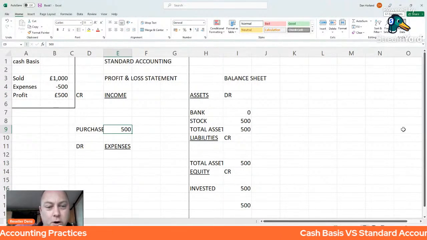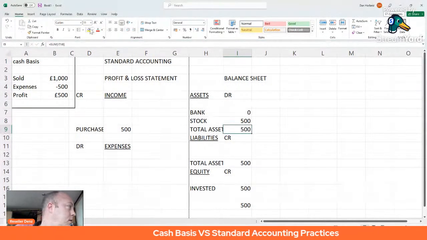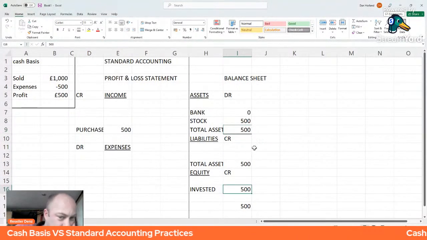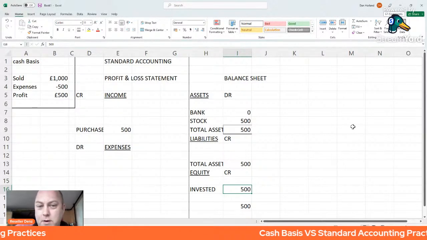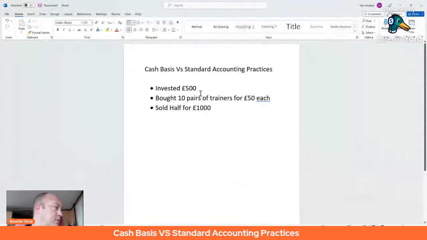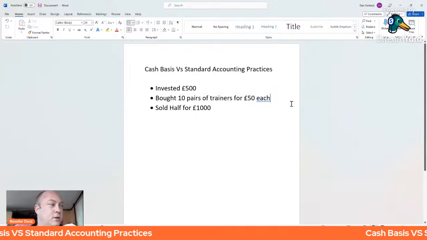Okay, so now we've got our purchases in there. We've got a stock balance, we've got our asset value, we've got our equity. As you can see, there's lots of 500s about, right? So what's the next point on our thing? So we've invested 500 quid. We've bought 10 pairs of shoes at £50 each.